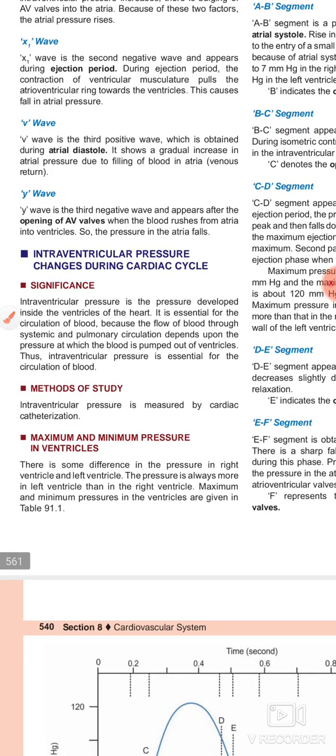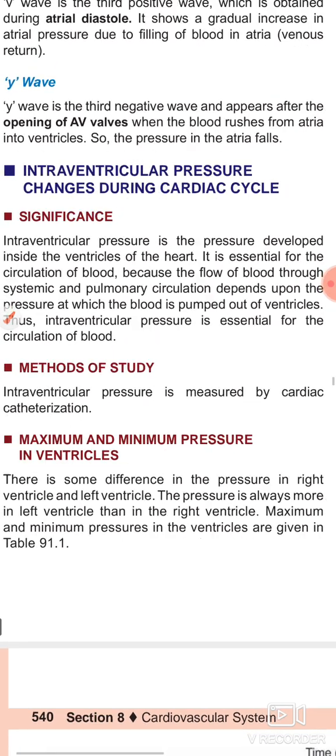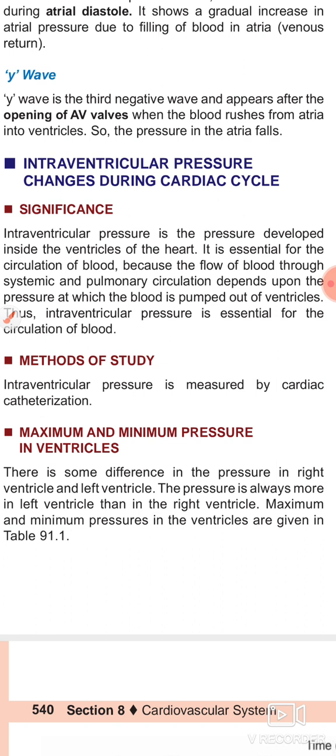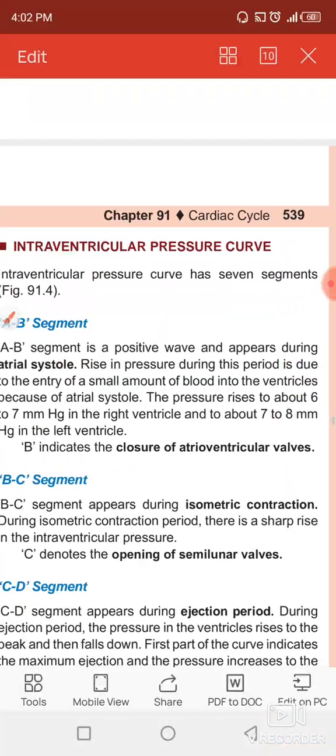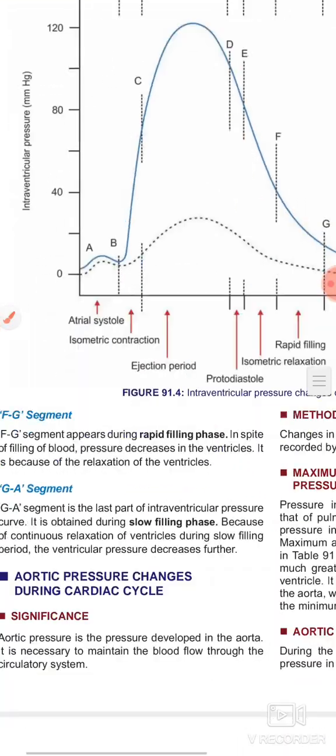Then there are the intraventricular pressure changes during the cycle. The significance of intraventricular pressure is that it develops inside the ventricles of the heart, and it is necessary for the circulation of blood because all the blood is circulated from the ventricles. The method of study is catheterization, measuring the maximum and minimum pressure. There is some difference between the right and left ventricle. The pressure is always higher in the left ventricle than in the right ventricle, so the right ventricle has less pressure. We don't have to discuss pressure curves because they are not included in our syllabus.